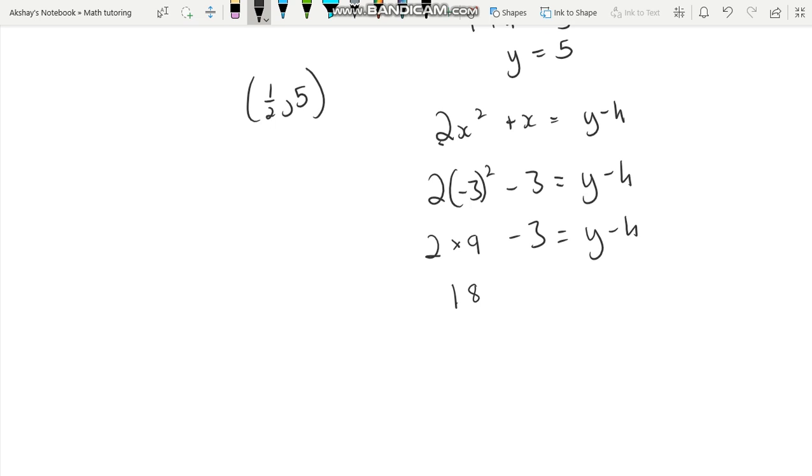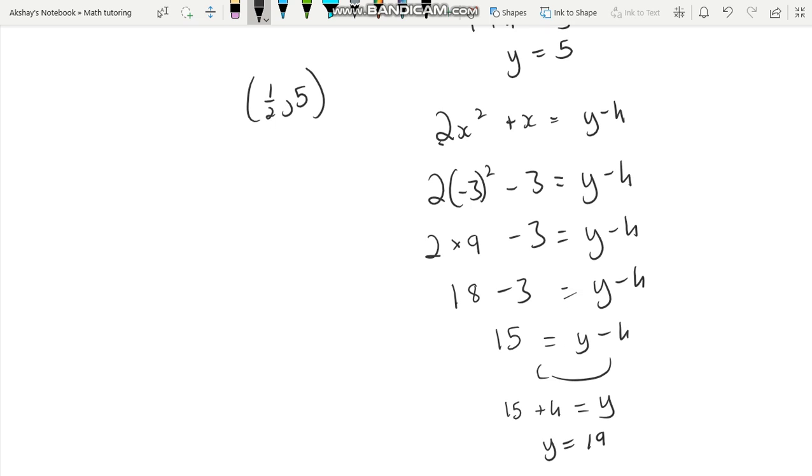9 times 2 is 18. Minus 3 is equal to y minus 4. 18 minus 3 gives me 15 is equal to y minus 4. Take my 4 to the other side. I have 15 plus 4 is equal to y. Hence y is equal to 19. So there I have my second intersection point, negative 3 and 19. There we go. So that was that question.